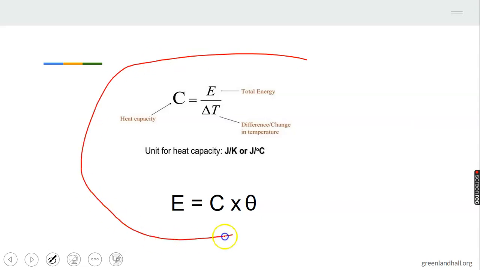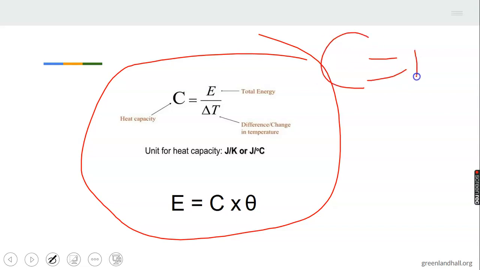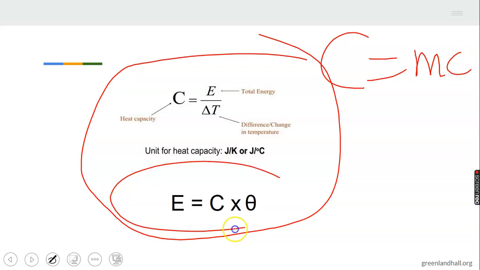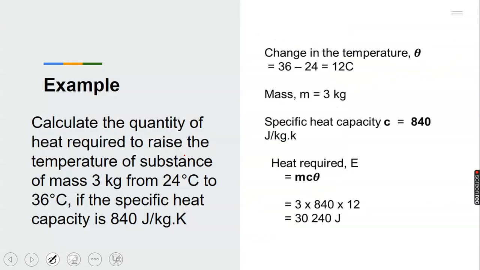Now, here is the formula to calculate heat capacity or thermal capacity. That is, C equals energy all over what? Temperature. And we know that our C equals mass times specific heat capacity. This is what we have here. Now, example.